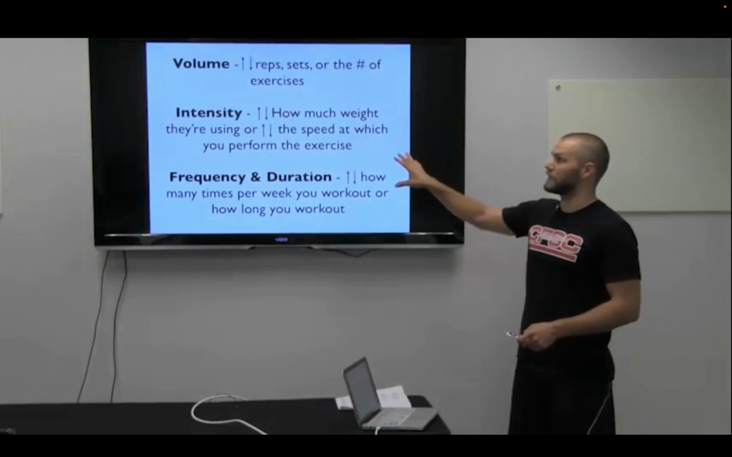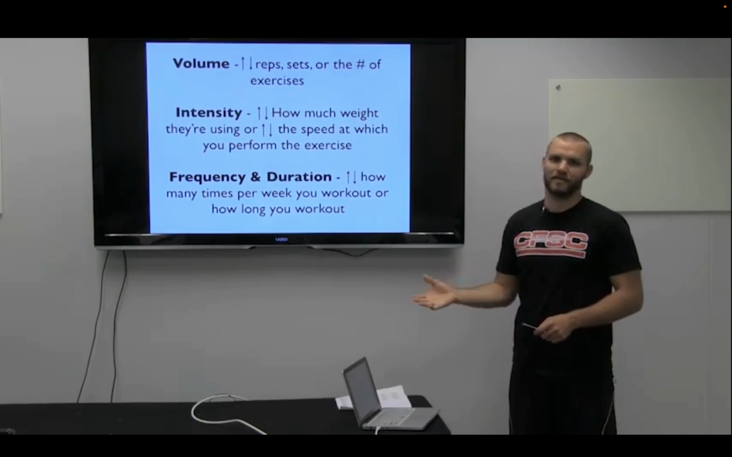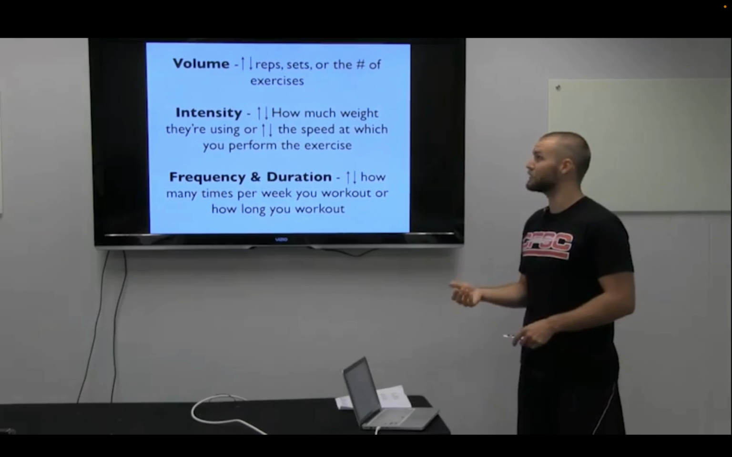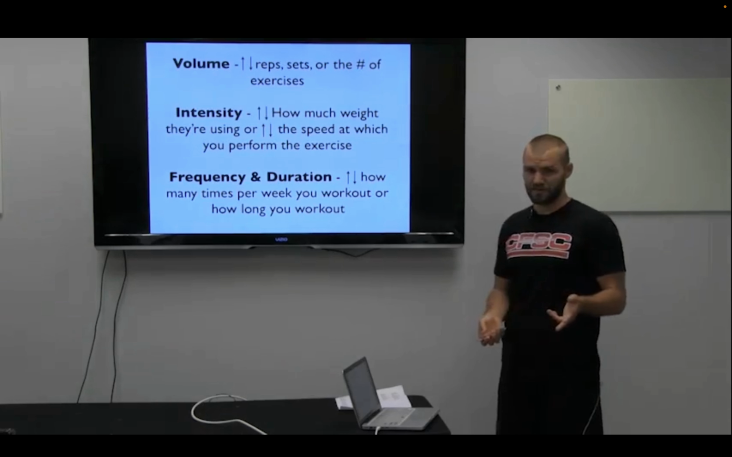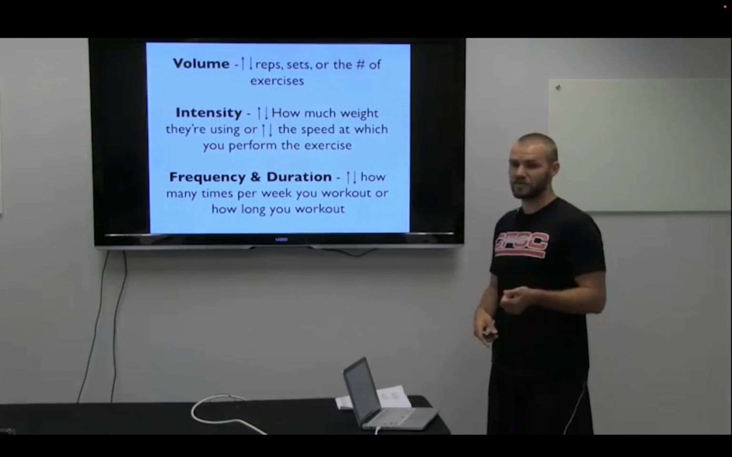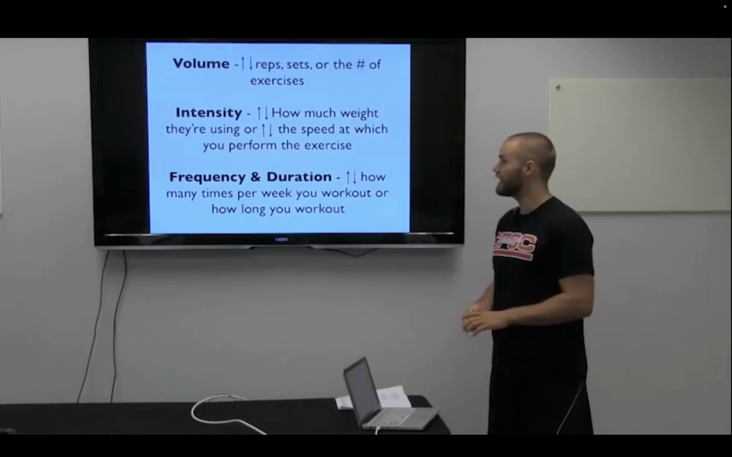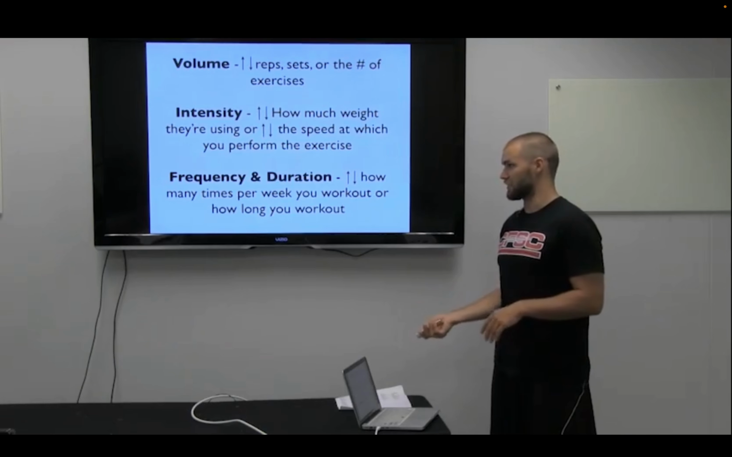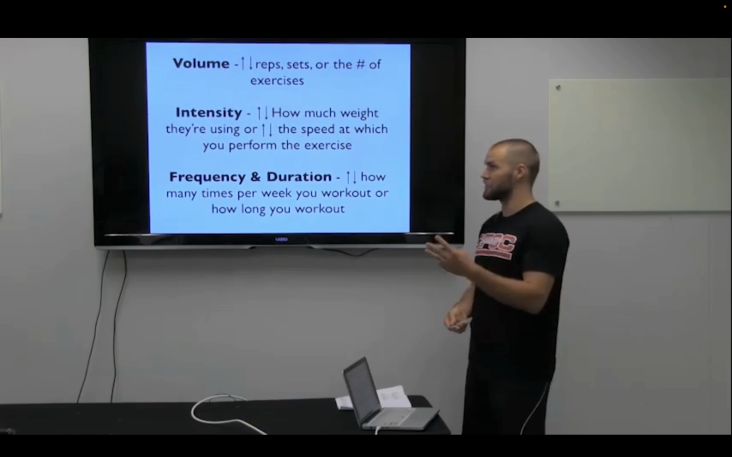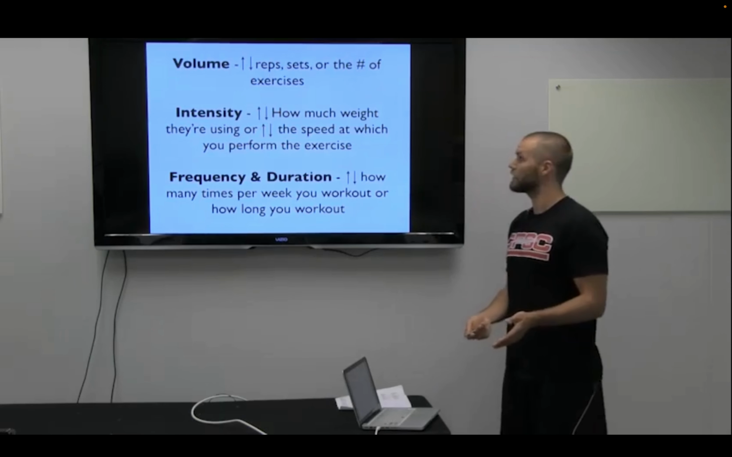Okay, so this is the one you get in your textbooks at school. This is what everyone first learns when they're writing their own programs, or you're in high school and you're writing programs for somebody else. You either increase the volume, so you increase reps, sets, or the number of exercises that you're doing. You can increase the intensity, so how much weight you're using or how fast or at the speed at which you perform that exercise. And you can increase frequency or duration, so how long you work out for or how many days a week that you work out. So that's 3 pretty common ways that everyone knows how to make something easier or harder.